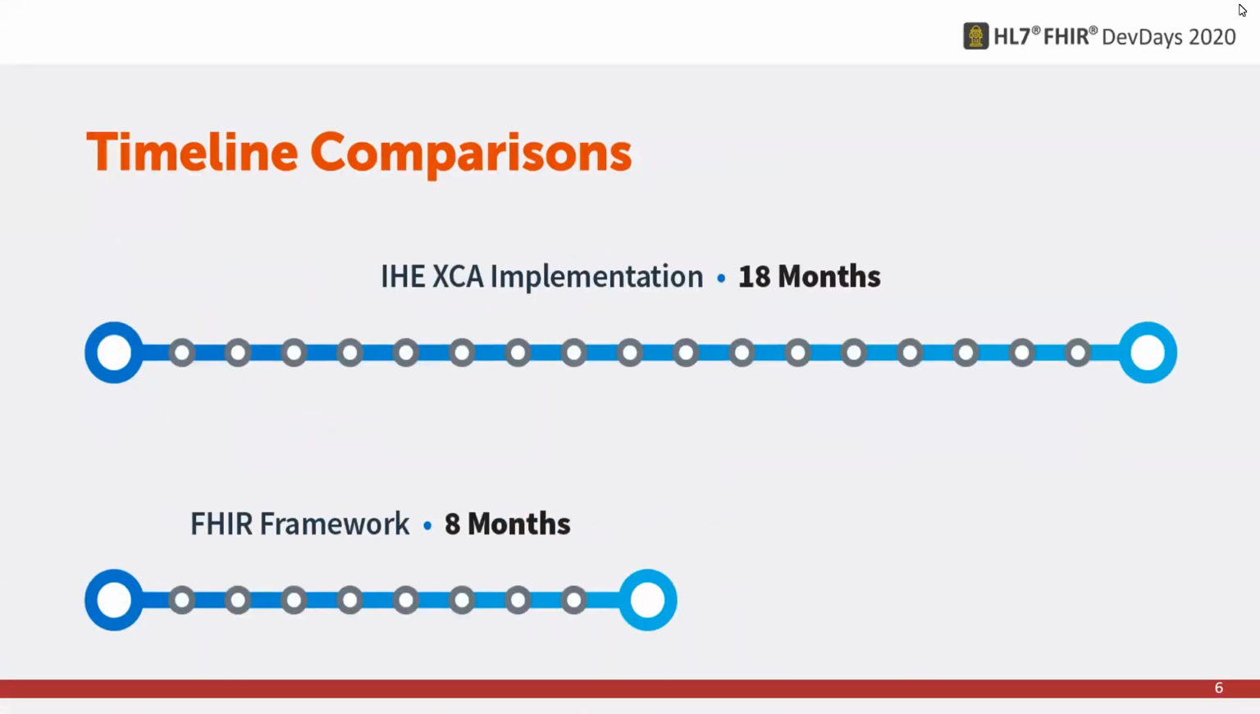The initial FHIR framework was in production in about 8 months compared to the 18 months required for the IHE XCA implementation. The limited implementation allowed us to get the FHIR endpoints in place and provide a mechanism for the initial use case.